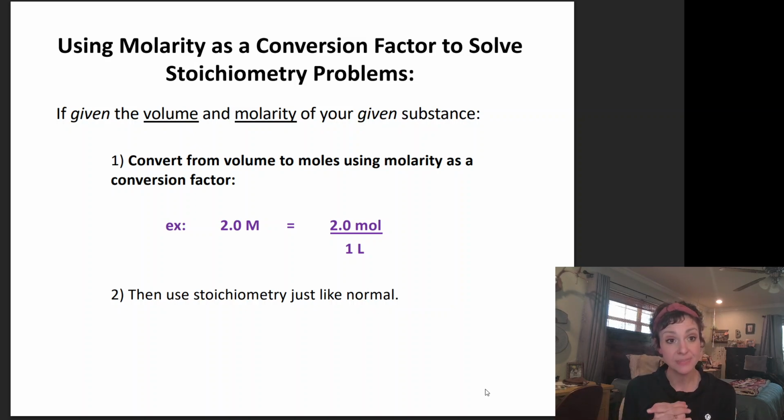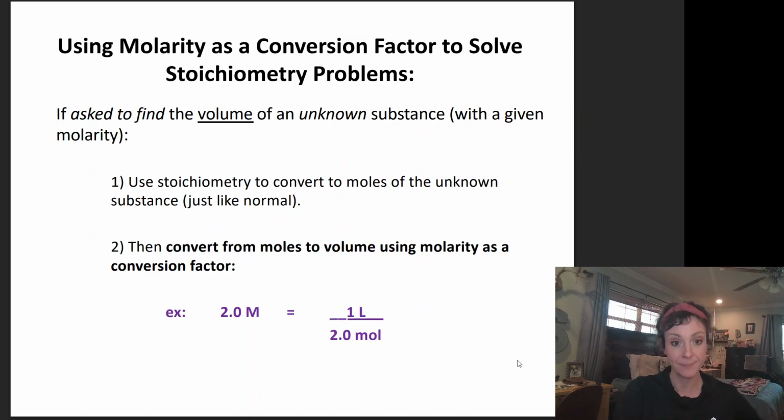So in these problems, if I've given you a volume and a molarity of your given substance, you can convert from that volume to moles of that substance using molarity as a conversion factor. First of all, if I say I have a 2 molar solution, we know that means that there are 2 moles in every 1 liter. That is a split unit that I can utilize as a conversion factor. Orienting it that way would allow me to convert from liters to moles. We'll see that example here in a second. That puts me at moles of my given, and then I can stoic it out no matter where I need to go, just like normal.